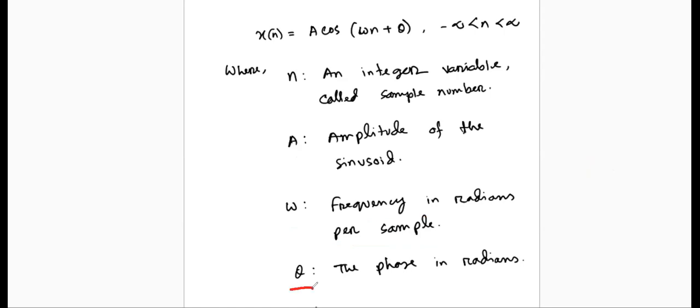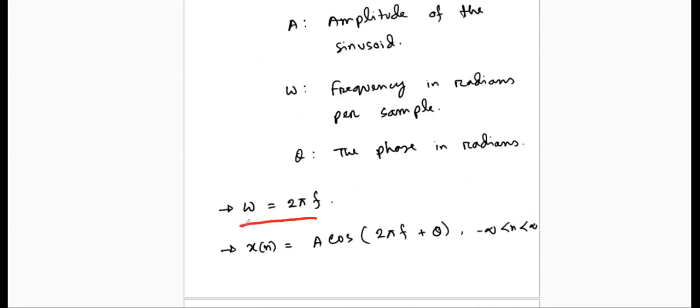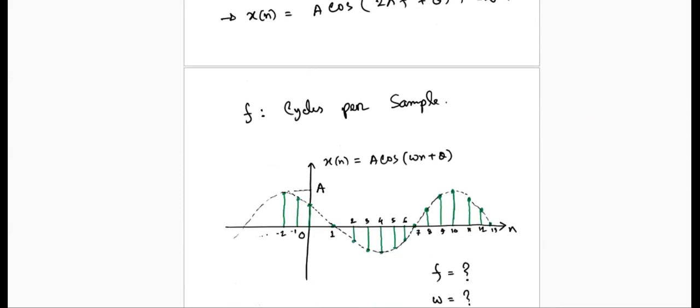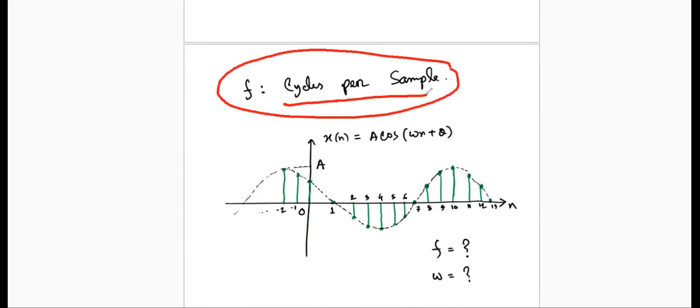And theta is the phase in radians, as we have done in case of analog signal. Now I have already mentioned that omega is equal to 2 pi f, where f is very important. f is the cycles per sample. So how many cycles do you have per sample? For example, please follow this.